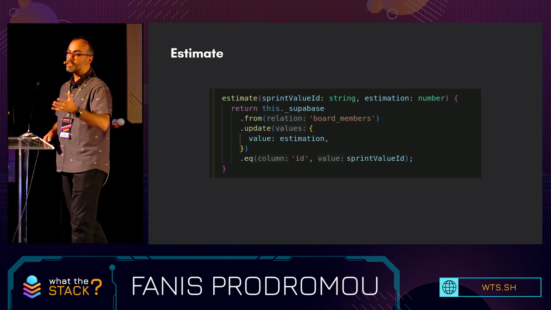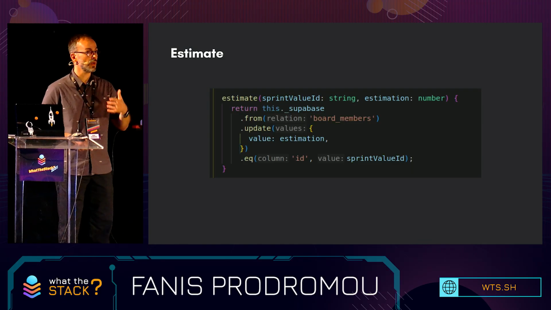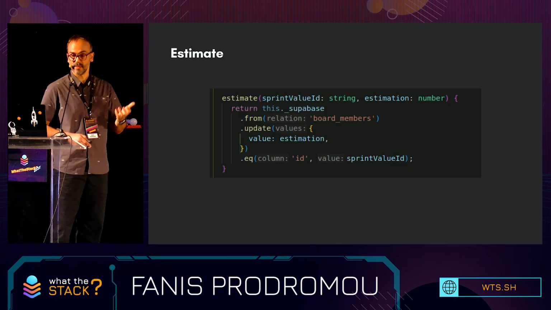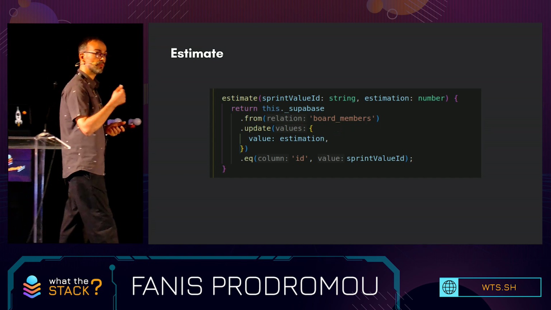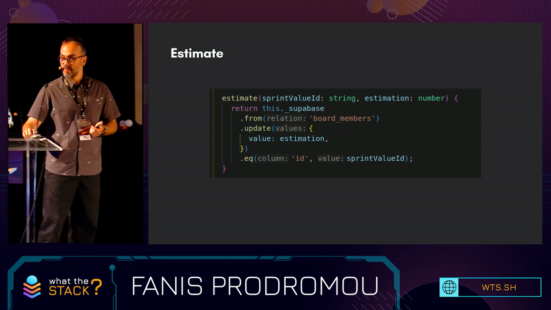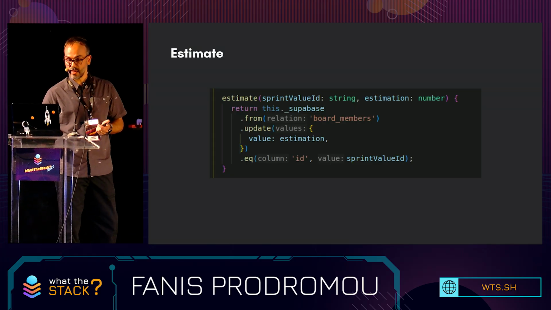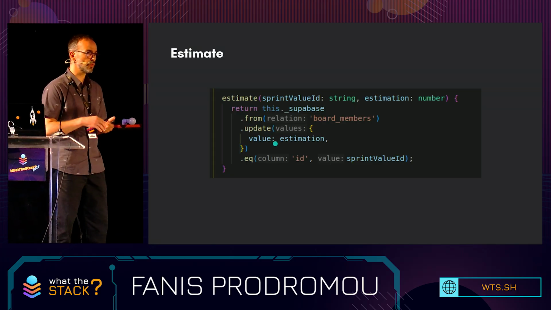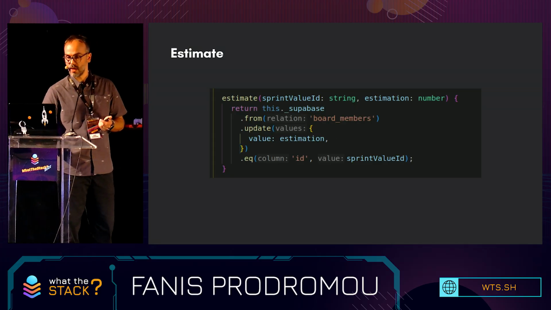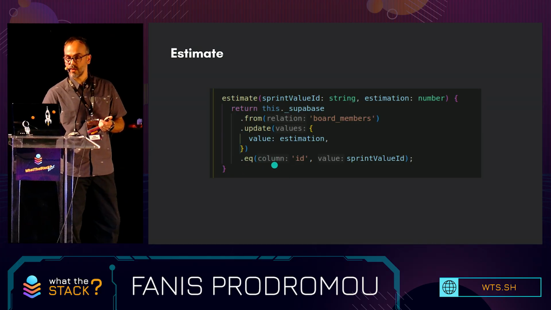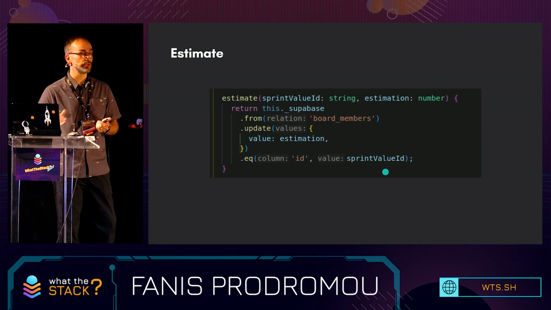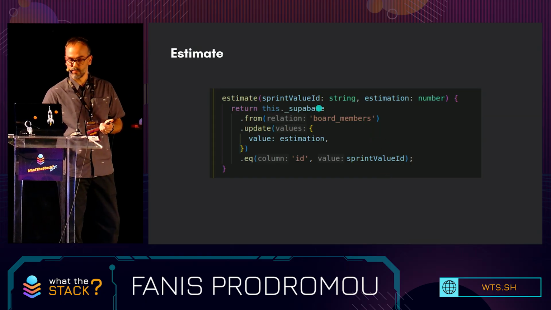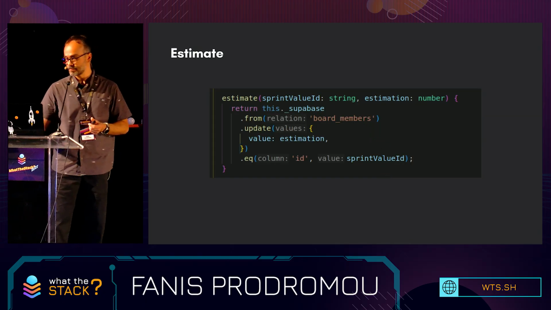And then the third one is to estimate. What I would like to do here is to update the estimation. And what we're doing is that, again, in the from, we have the board members. This is the table that I would like to interact with. And then we have to update something. And I'm providing the value. But I don't want to update everything. That's why we have to provide also some filters. I want to update only the row where the ID equals sprint value ID. This could be board value ID. I have to change that.